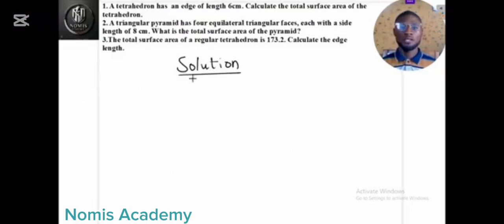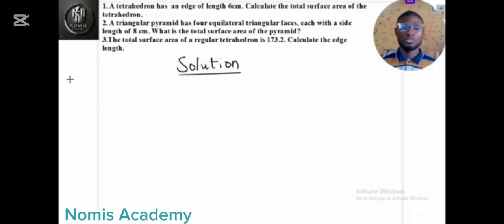Question number 3 says the total surface area of a regular tetrahedron, regular indicates that it has equilateral triangles in all the faces, is 173.2 centimeters squared. Please, centimeters squared should be indicated here. Calculate the edge length.